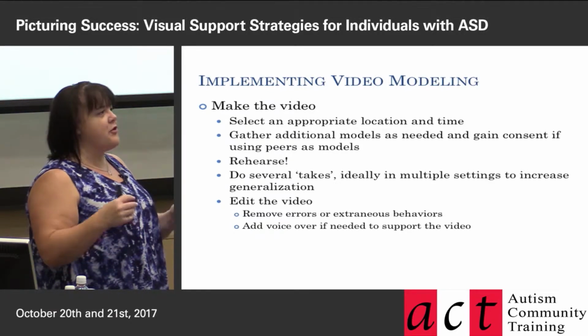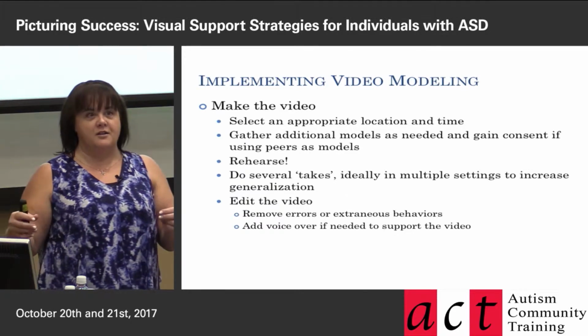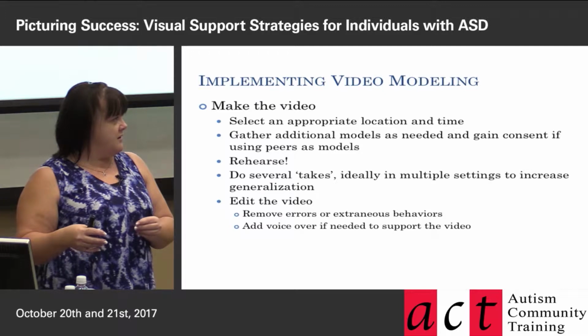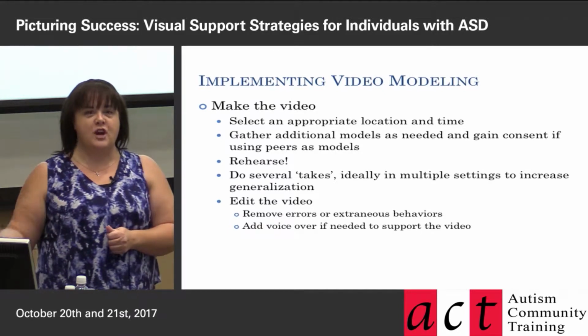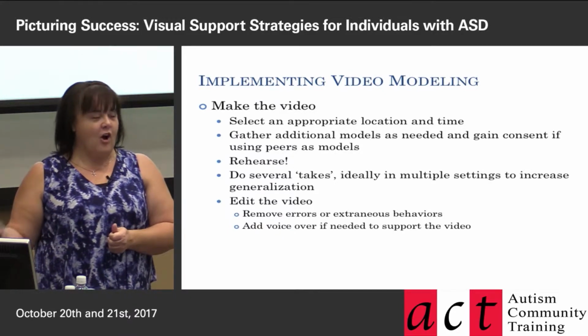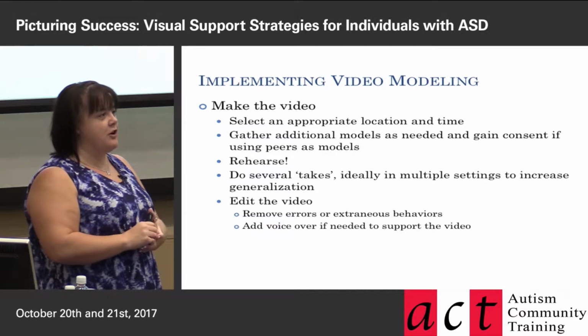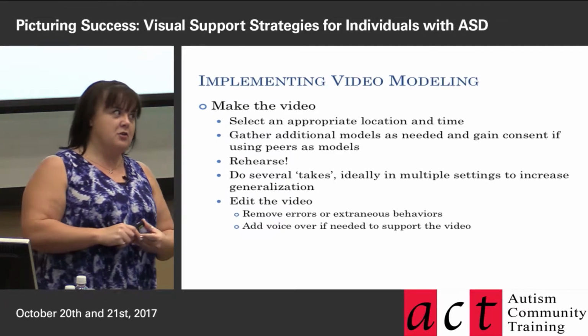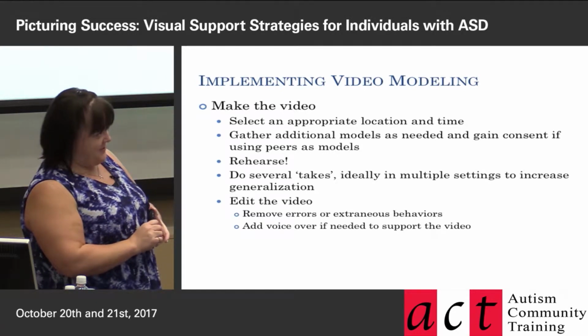So you might have 2 or 3 video models for the same task that are all slightly different, right? This will help with generalization. It also helps to reduce the likelihood of rigidity, right? How many of us know individuals with autism who sometimes get a bit rigid about things, right?